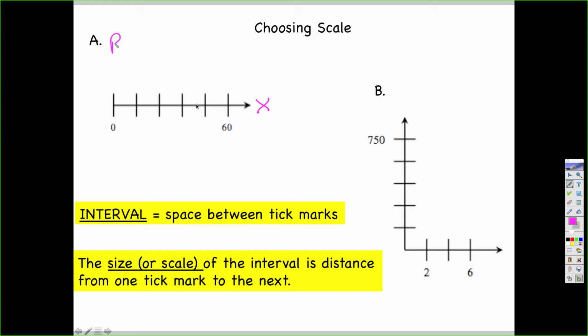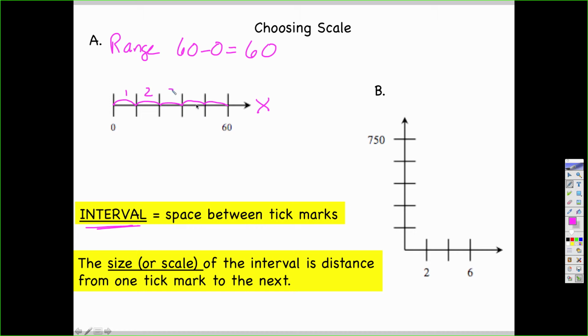So to find the range, I'm going to subtract the two numbers, what the numbers range from. So 60 minus 0 is 60. So this one's nice and simple, but sometimes this number is not 0. So my range is 60, and then I'm going to count the intervals. The interval is the space between the tick marks. So I'm going to start at the 0. Here's the first interval, 1, 2, 3, 4, 5.